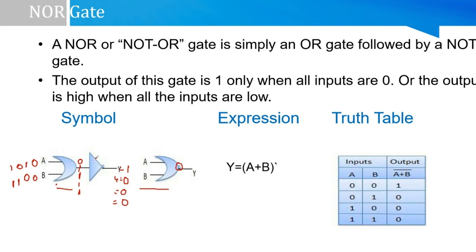Here you can write it as this. The expression will be A plus B, right? It is a complement of the OR gate. So this will be A plus B whole bar. This will be the expression of the NOR gate.